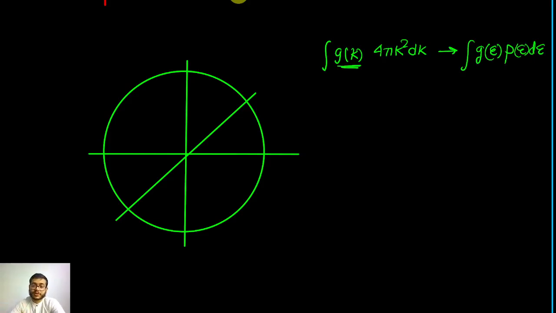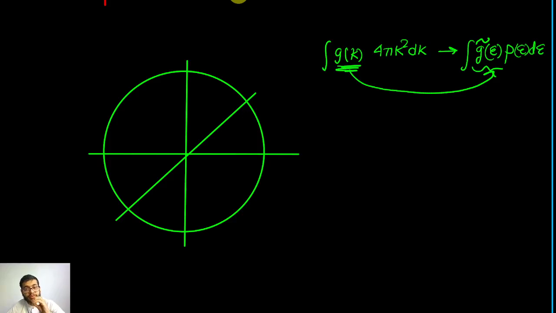For example, g is not given in terms of k, but g is given as g tilde, where g tilde is a function of E. g tilde can be E itself. g tilde can be a number. g tilde can be anything.